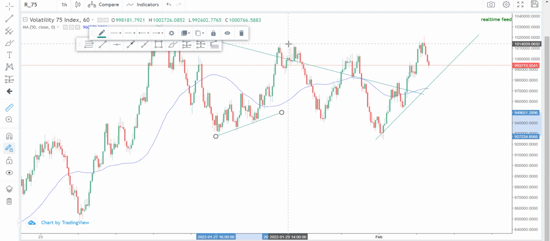And give me feedback. Okay. Now remember, I did not even use the moving average, but you can still use the moving average well. If you want to be more safe and secure in your trading, you can keep using the moving average.